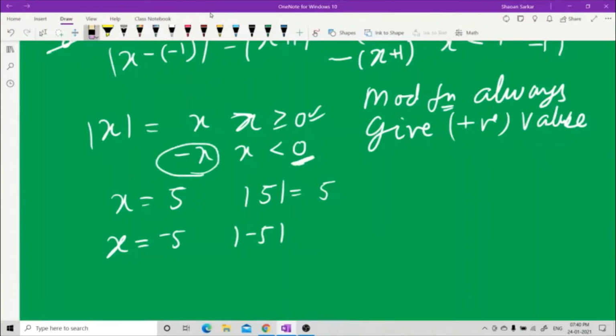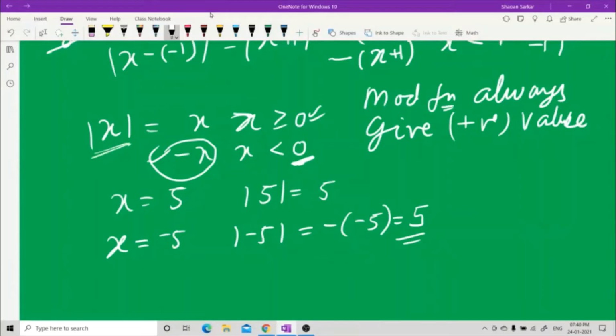Wait, let me rub this. Now I'll take this part of the function. I'm talking about this part of the function. That is minus of minus 5. Again, it will give me plus 5. I hope you understood this for mod, for the simple mod function, mod x.